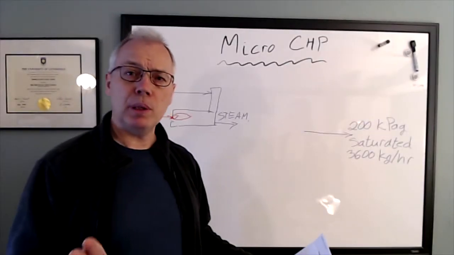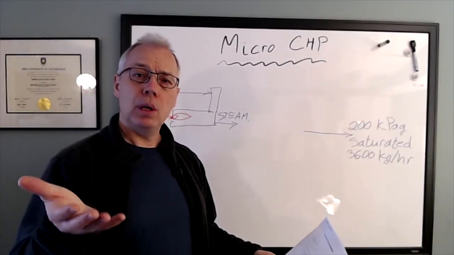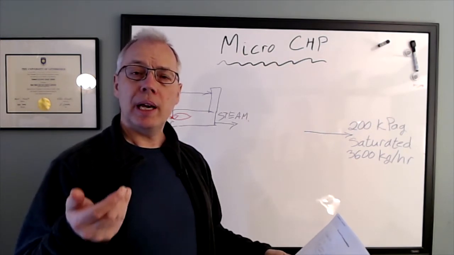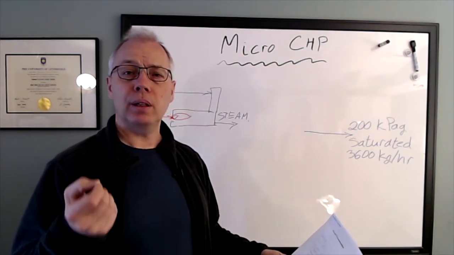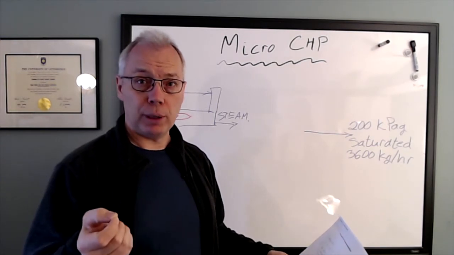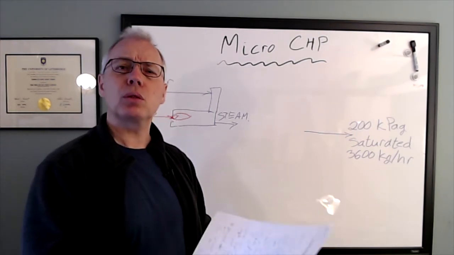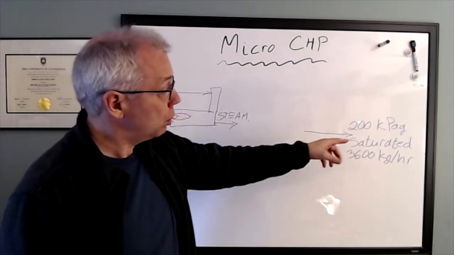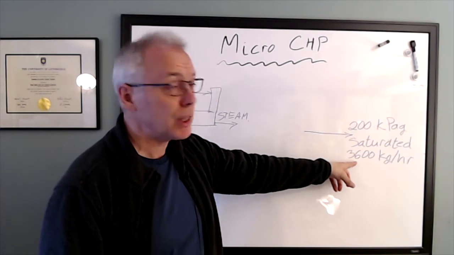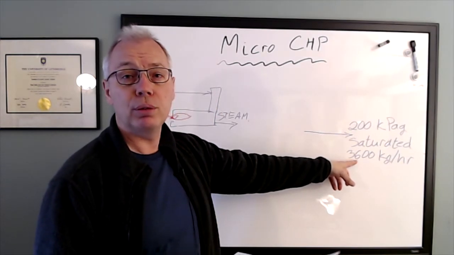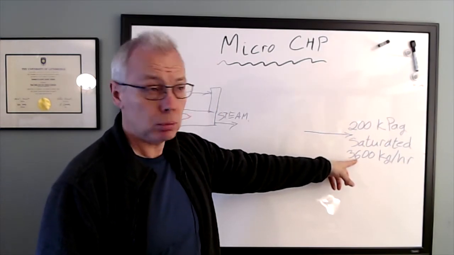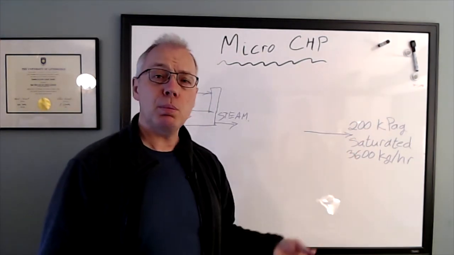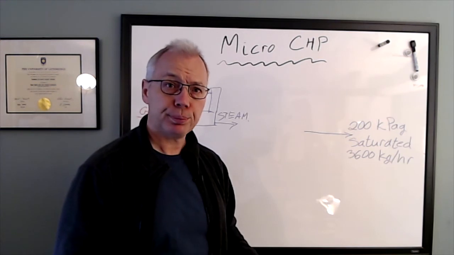And to examine this, we're going to flip the problem around and we're going to use our need for waste heat as an opportunity to generate electricity very efficiently. So let's take a look at this. We'll consider that we have a small manufacturing plant where we need 3,600 kilograms an hour of relatively low pressure steam. We'll say it's 200 kPa gauge and it's saturated. So this might be a food processing facility.